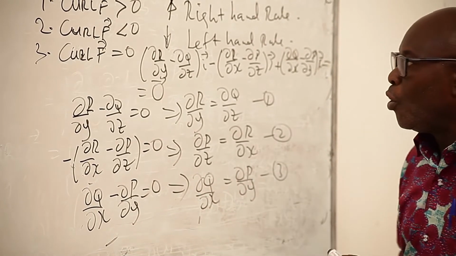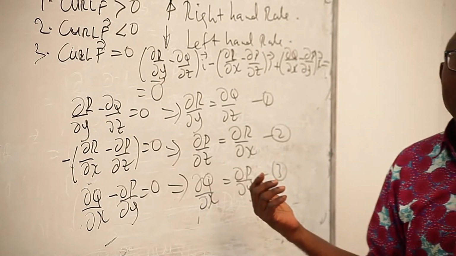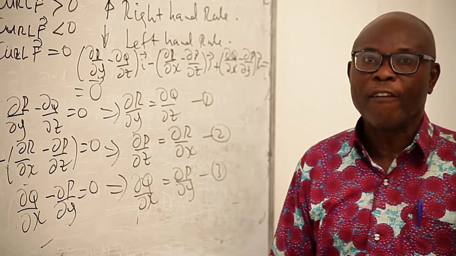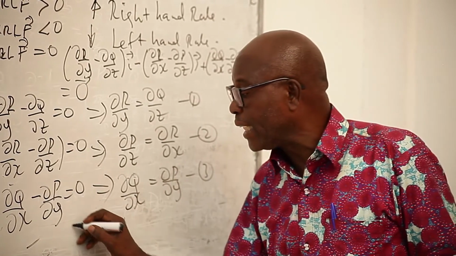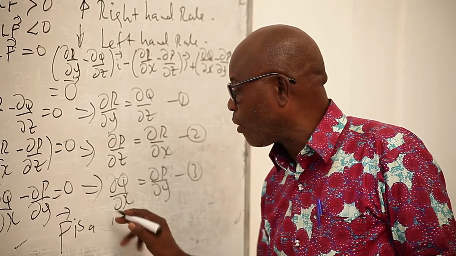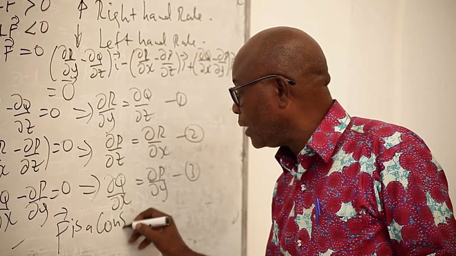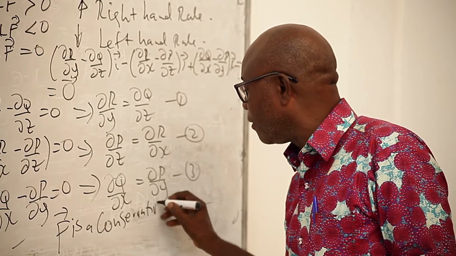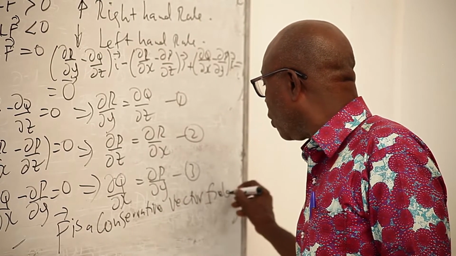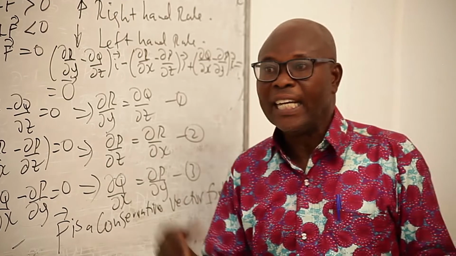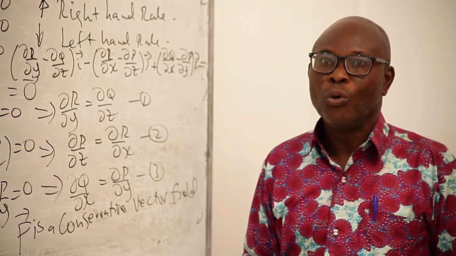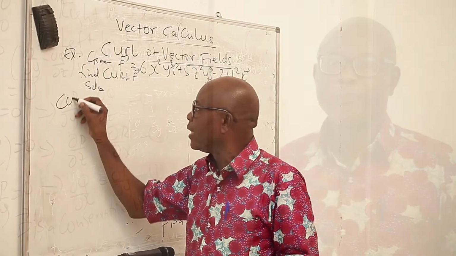And so when the curl f is equal to 0, then this is a condition for a conservative vector field. Then we can conclude that vector f in this case is a conservative vector field, which we saw in our earlier videos. So on this note, we will take an example.